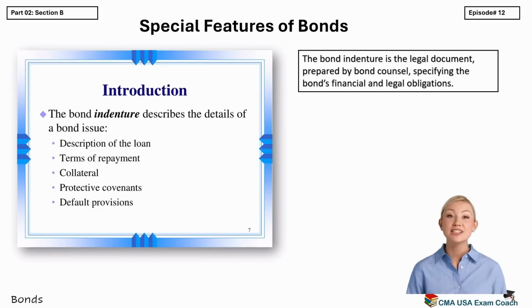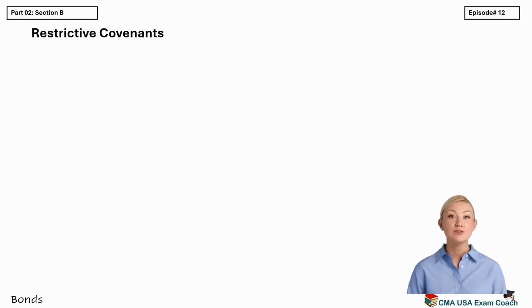It protects the interests of the bondholders and ensures that the issuer sticks to the promises made at the time of issue. Let's explore the special features of bonds, beginning with restrictive covenants, followed by special provisions. These features are critical because they define the rights and limitations for both bondholders and issuers, and can significantly affect the risk, return, and structure of the bond.